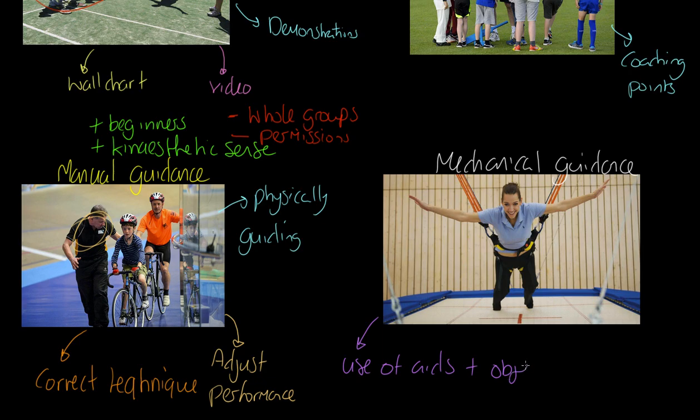So we've got a trampolining harness here as our example, but it could be a bowling machine. It could be a series of coloured cones that a table tennis player has to hit as they strike a forehand over the net. These are aids and objects which increase performance. So let me give you some examples.